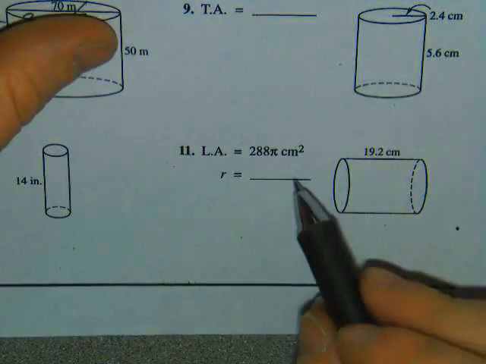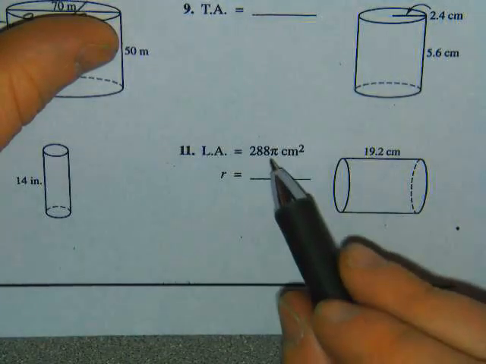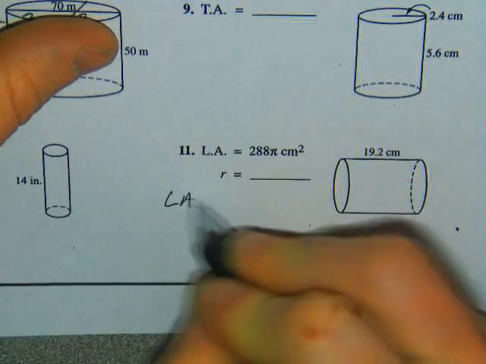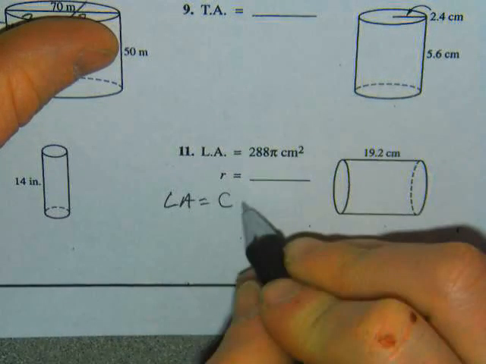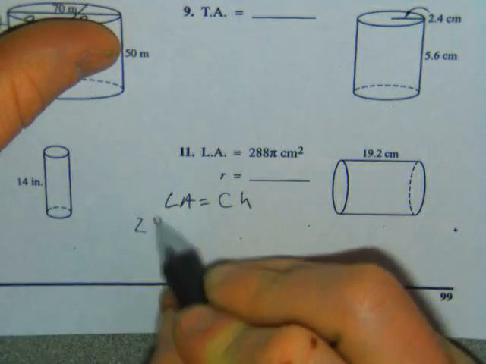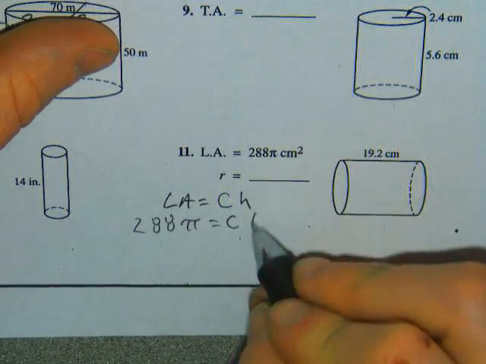Alright, lateral area is 288 pi. We need to find the radius. So lateral area is circumference times the height. So I'm just going to plug in what I know. 288 pi equals circumference times 19.2. That's the height. So that's multiply.